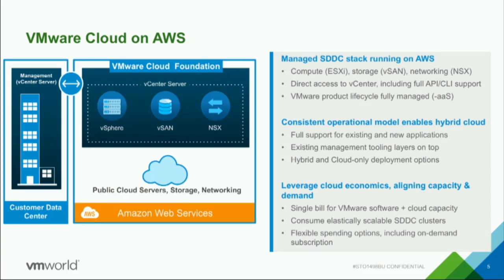And the other thing that we're enabling with VMware Cloud on AWS is really being able to leverage the cloud economics, being able to take the ability to have elasticity, be able to spin up additional capacity on demand, and being able to couple that with that vSphere environment, that vSAN, and so on that you're familiar with.